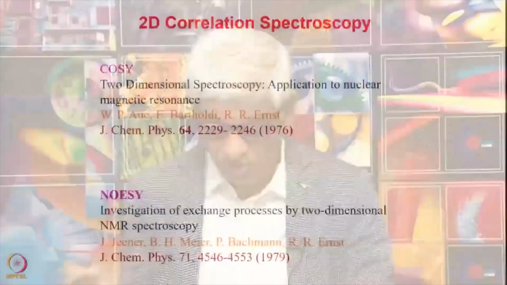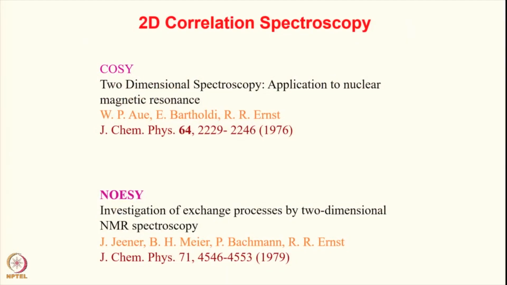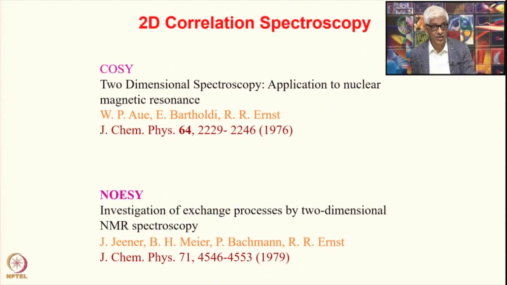So, we are now ready to go into the next class of 2-dimensional experiments, or in general multidimensional experiments, and these are called correlation experiments or correlation spectroscopy, 2D correlation spectroscopy. In fact, this has been the most fundamental, most crucial experiment from the point of view of structural biology, and this is the one which actually led to the Nobel Prize to two persons, one is Richard Ernst and the other one is Kurt Wüthrich, and we will go along those lines.